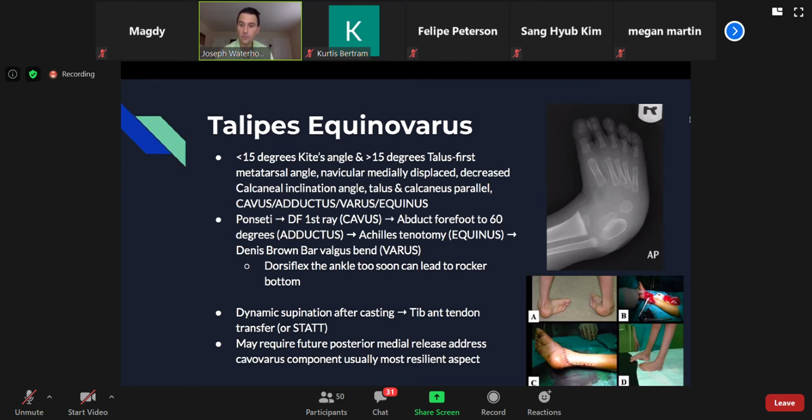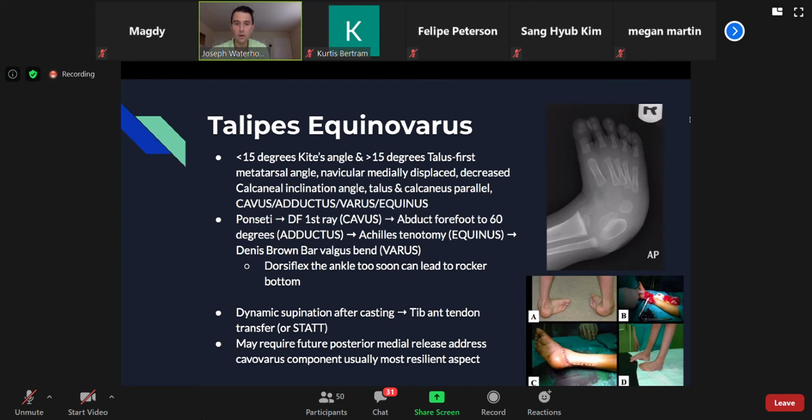You can resultantly do a tibialis anterior tendon transfer or a split anterior tibial tendon transfer. And the most common thing that's going to come back in the future that you might have to address is the cavovarus component, and that may require a posteromedial release. This image here has a less crazy looking incision than some of the other ones that are just that big, long incision across the posteromedial aspects and posterior aspect of the ankle.